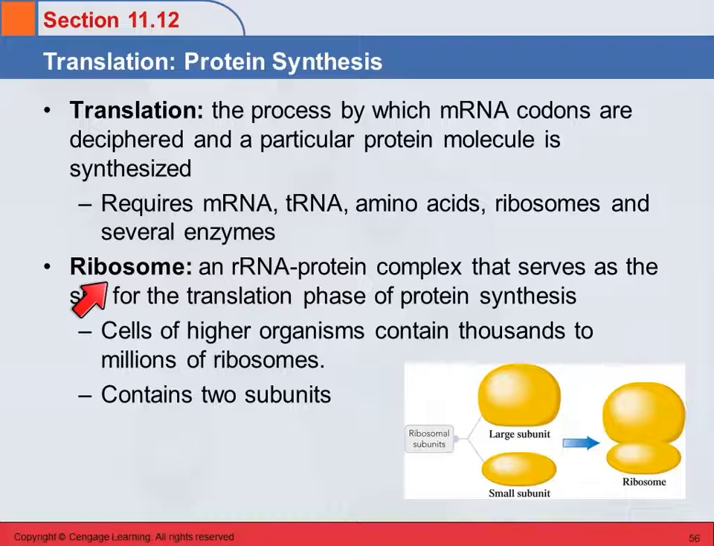Now, the ribosome is a complex between the ribosomal RNA and protein. And it's got two subunits, a large one and a small one. And this is just kind of a matter of interest. Cells of higher organisms contain thousands to millions of ribosomes inside the cells. So that's a lot of ribosomes. So you have these two ribosomal units, the small one and the large one, and together they form the ribosome. And I'm going to show you a video in a minute that kind of animates all of this.